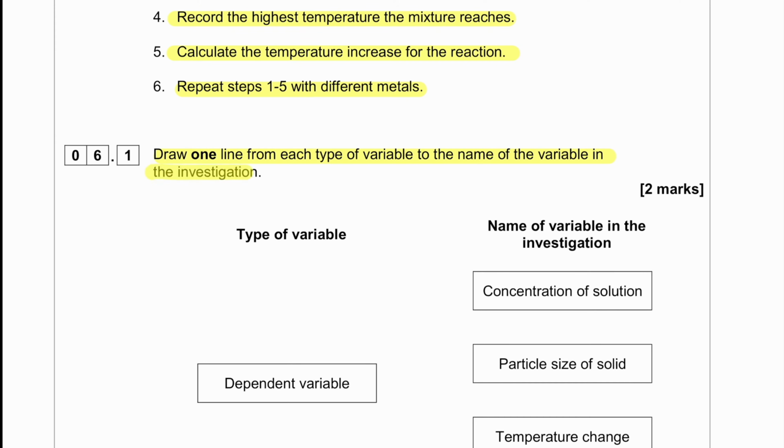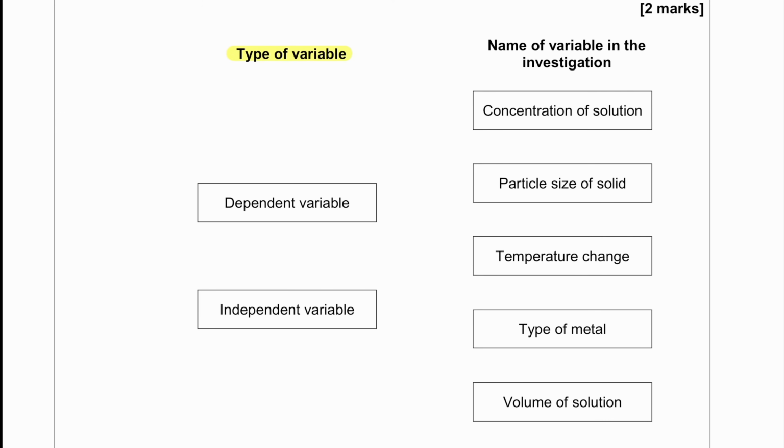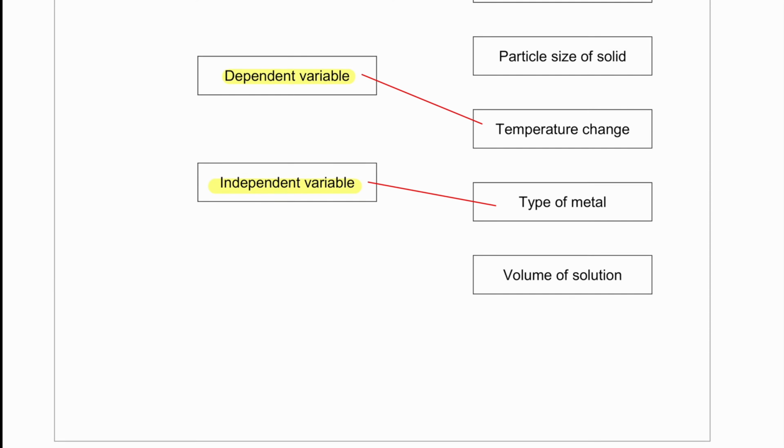the variable in the investigation. The type of variable. So the variables are of two types. One is dependent variable and one is independent variable. So independent variables are the ones that we can choose. So obviously we are choosing what type of metal we are going to add to the copper sulfate solution. So definitely the type of metal will be the independent variable, and dependent variable is usually the result. So the result is the temperature change. Whatever the temperature change that's going to occur, we cannot predetermine that. We are finding it as a result. So dependent variables are the results.